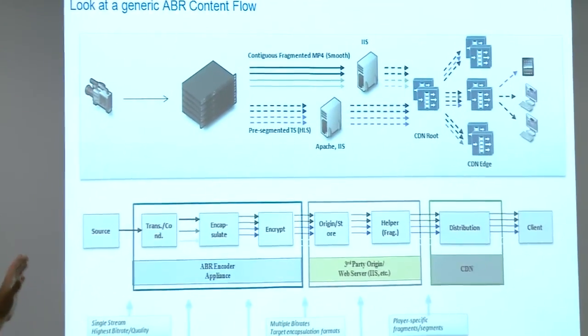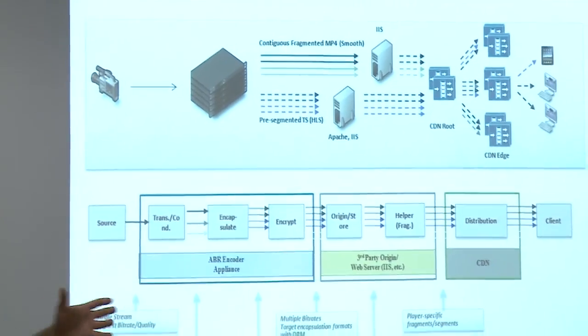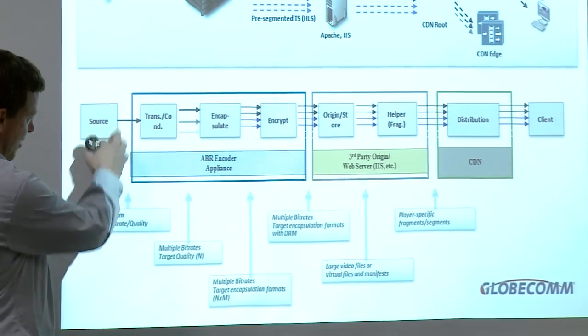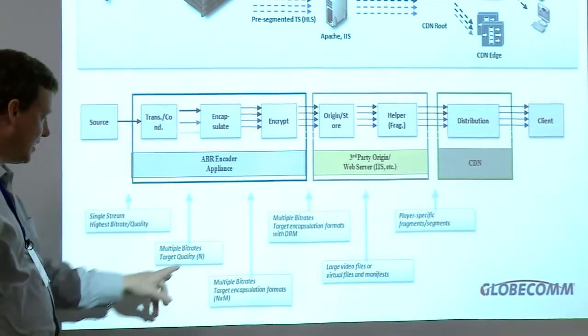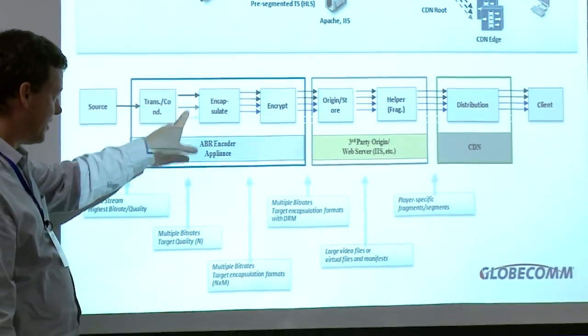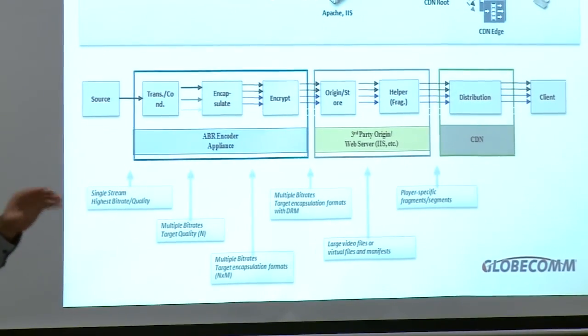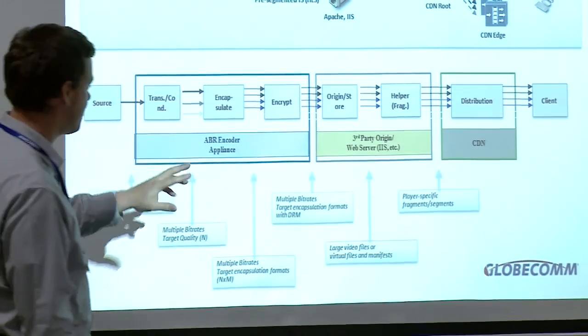So our vision is that, if you look down the chain, you start with one stream, okay? You then end up with n bit rates. So Viacom said 8, that's pretty much standard, 8 bit rates. 4 for SD, 8 for HD, that's pretty standard.